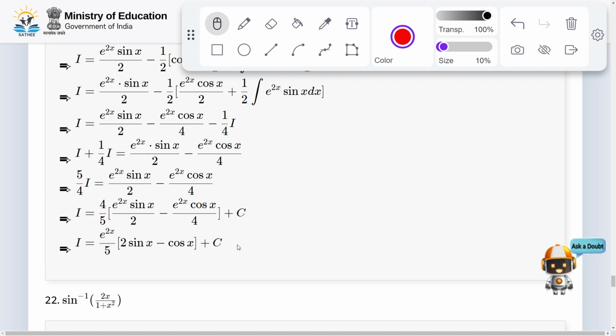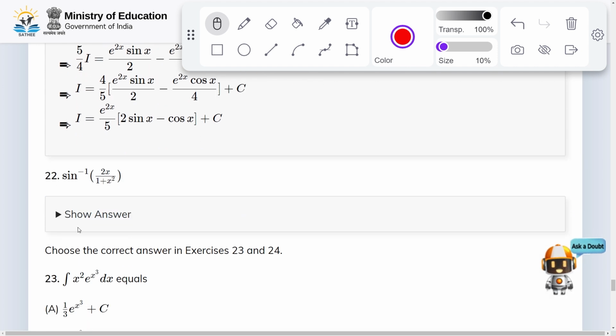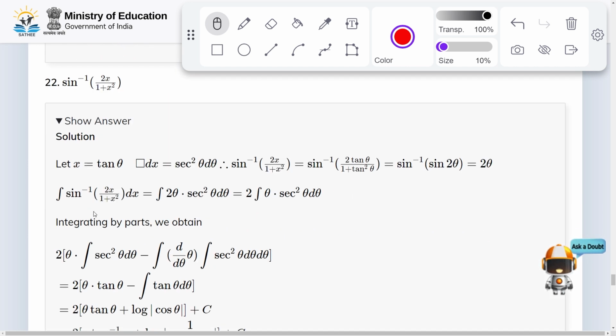Okay, so in this way you can complete your answer for problem number 21. Now 22, sin inverse of 2x by 1 plus x square. We use substitution here. So take x is equal to tan theta.